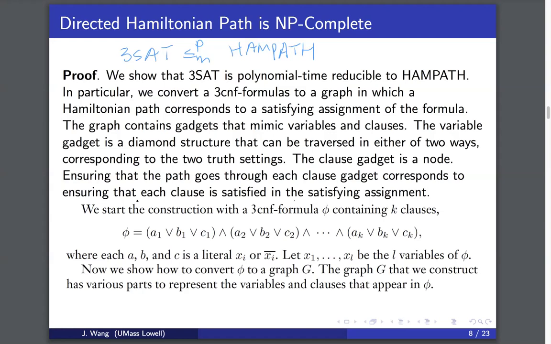So that means now we look at a general formula that contains K clauses. Each clause, the i-th clause, is a_i disjunction b_i disjunction c_i. These a, b, and c are literals, either x_i or x_i bar. Let's say this formula phi has L variables and K clauses. That's what we have now. From these K clauses and L variables, we're going to construct a directed graph. Okay, so that looks like the following.